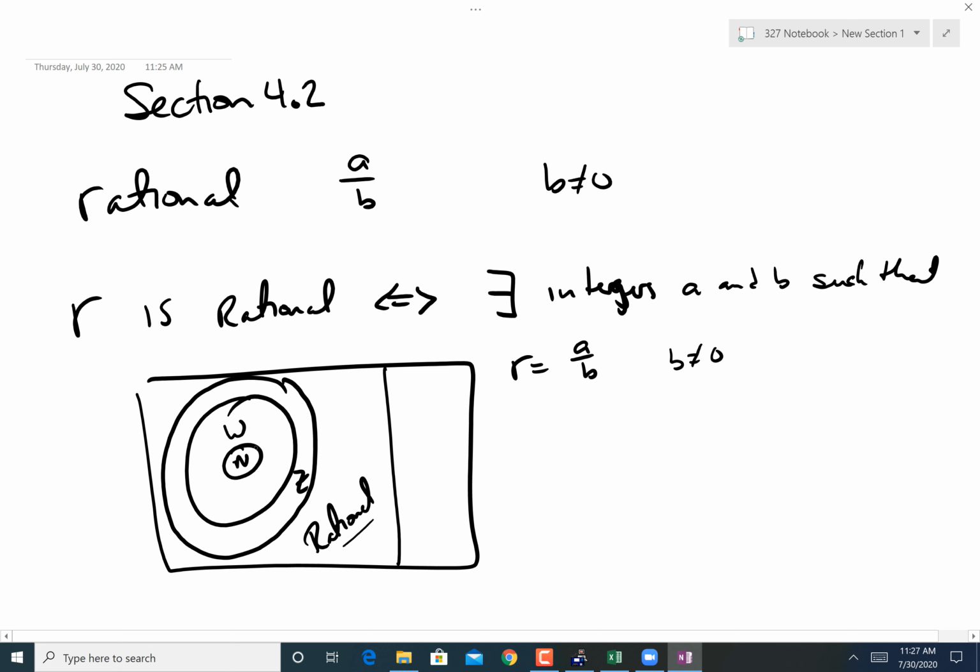Everything inside of the rationals is rational, though. So natural numbers are rational. 6 is 18 over 3, for instance. And it's also 6 over 1. It's also 50 or something over something. So the idea is it can be done. Then, of course, there are the irrationals, things like square root of 2, square root of 3, pi, e, all those good guys.